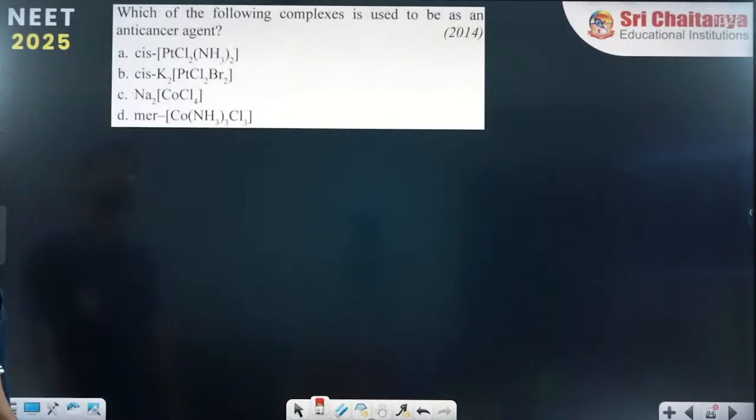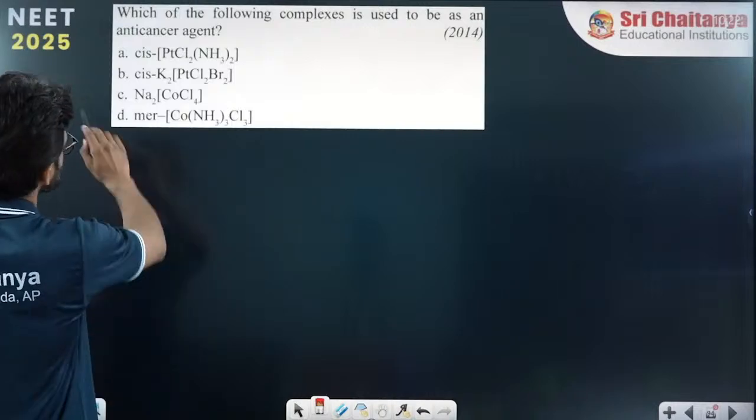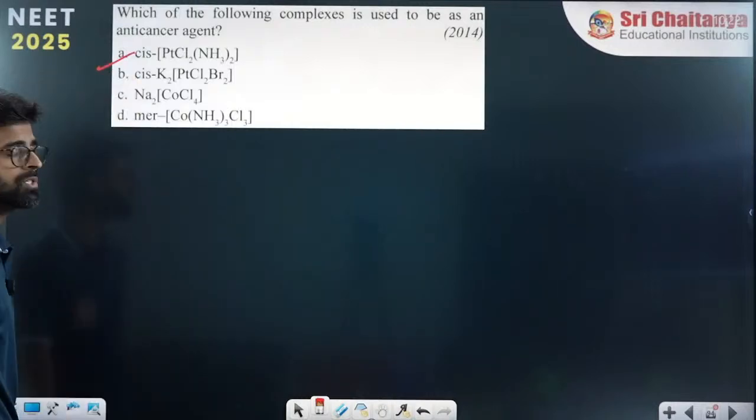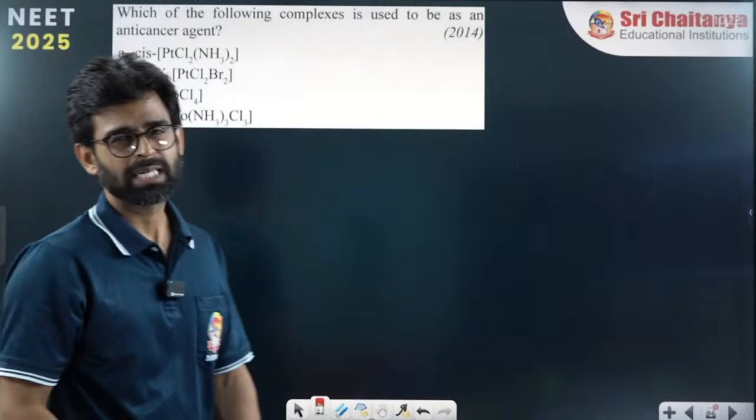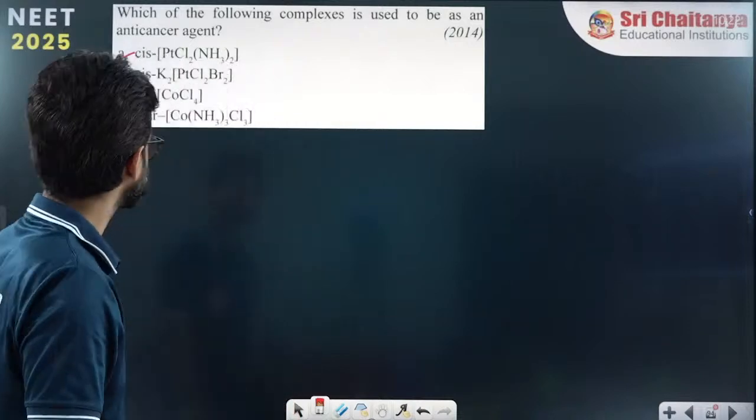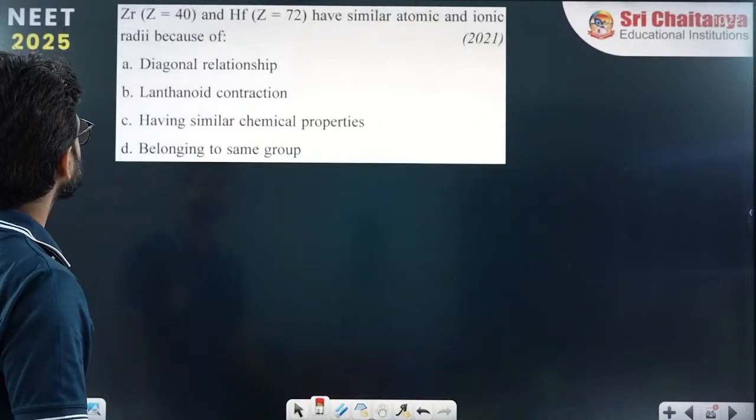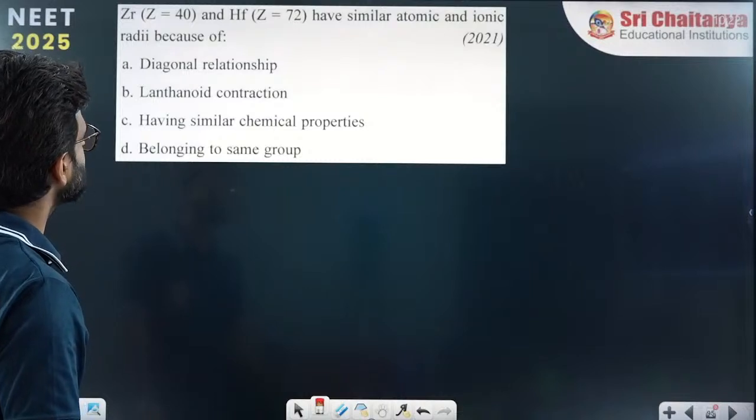Which among the following is used as anti-cancer in cisplatin? Just you can see in the uses of carbonyl compounds in the NCERT. Cisplatin, you can say. Zirconium and hafnium have similar size, right?